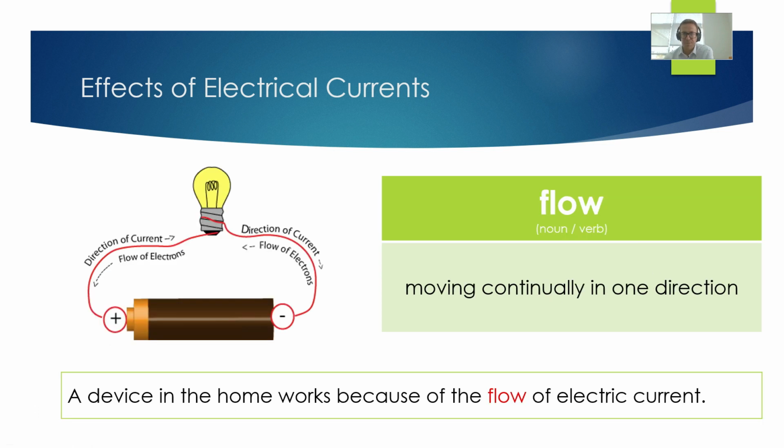Flow. This can be a noun or a verb, and it's when you move continually in one direction. So here we have the flow of the electrons goes against the current in this diagram. For example, a device in the home works because of the flow of electric current. So for pronunciation and spelling, pronunciation is one sound, flow, it's quite easy to do, but for the spelling you need to remember to put a W at the end. Some people might think it's just the O sound, but it's flow with a W.